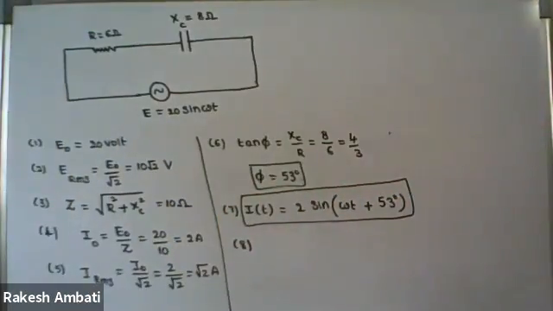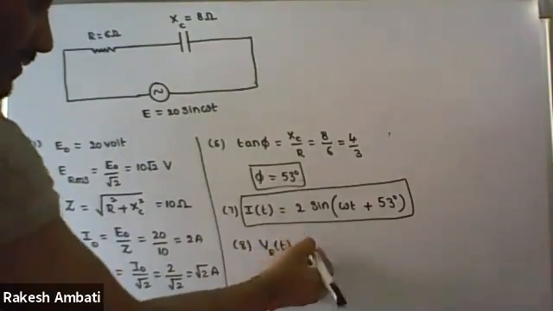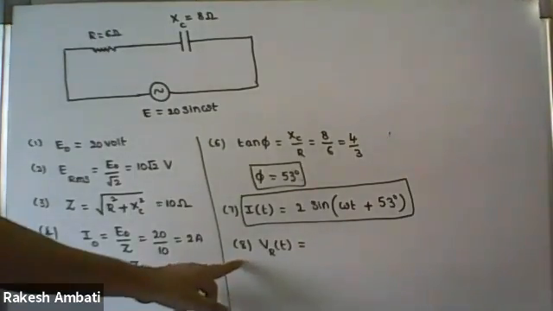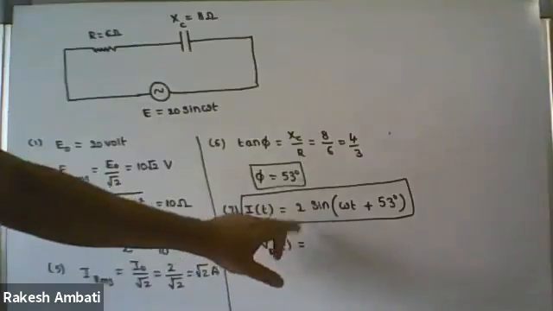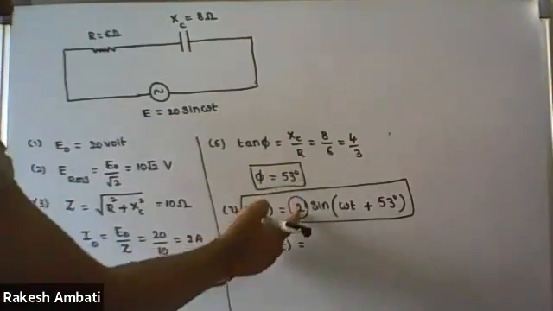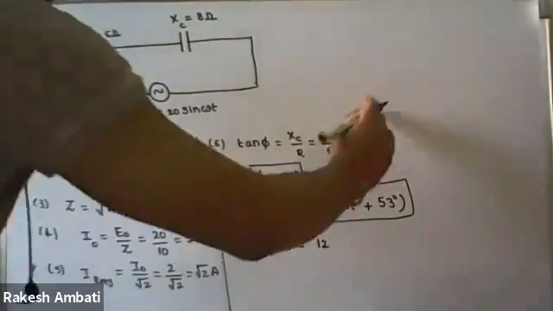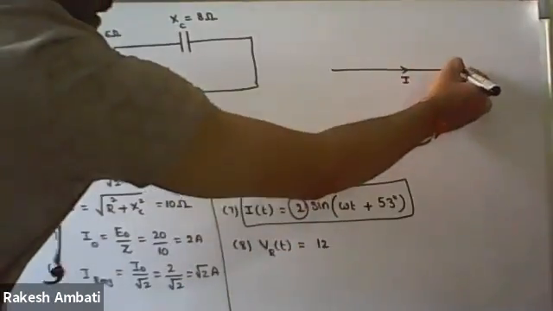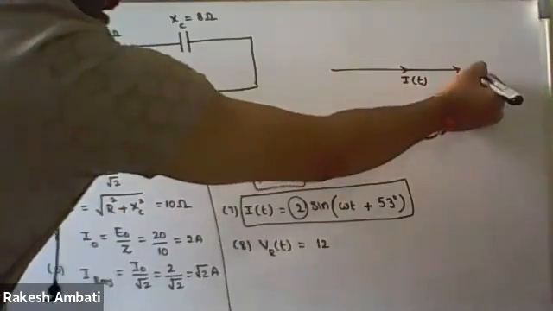Next, eighth question. I want to find VR as a function of time. V equals V naught, but how to find V naught? I naught into R. We already have I naught, so I naught into R, 2 into 6, 12. If I draw the phasor diagram, current is the reference. So this is the current as a function of time, and this is VR as a function of time.